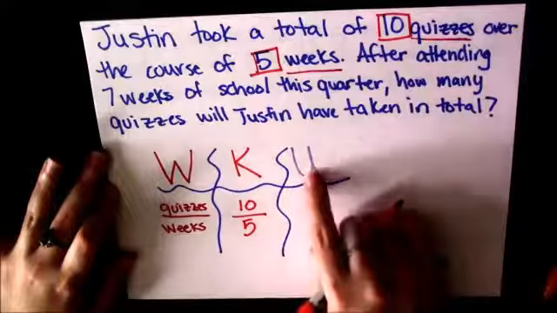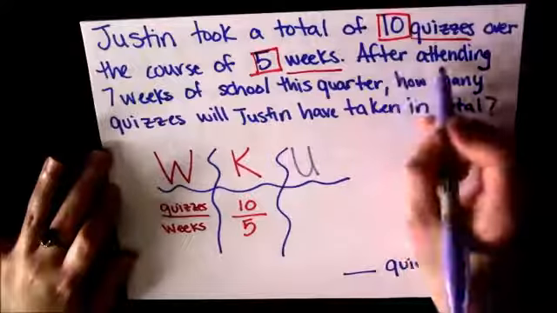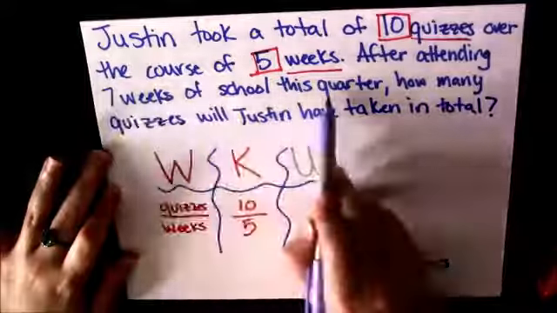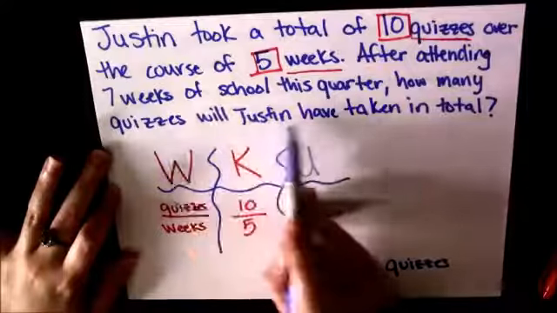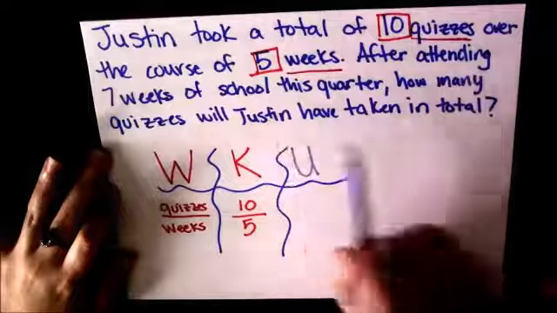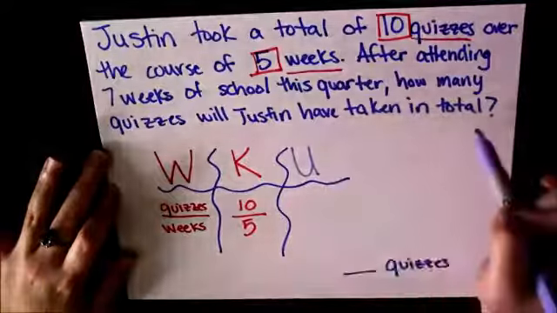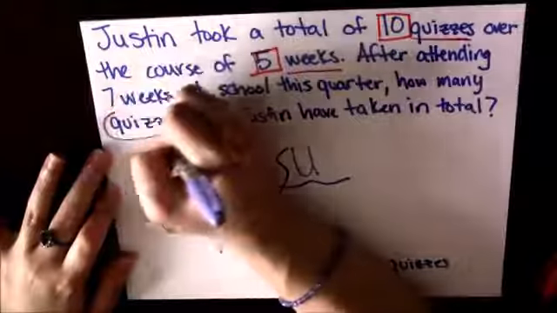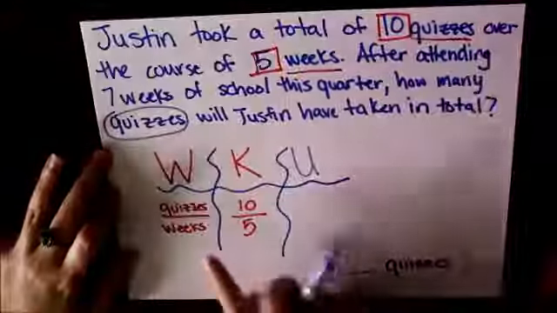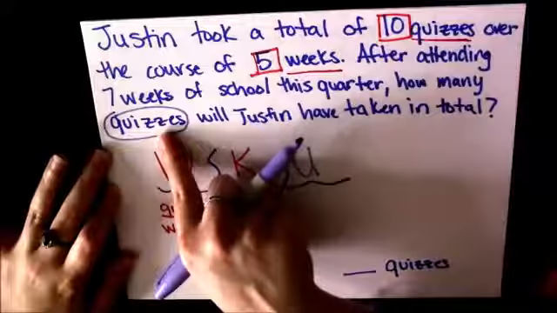Now I go to my unknown. In the next sentence it says, after attending 7 weeks of school this quarter, how many quizzes will Justin have taken in total? My unknown, what am I trying to figure out? Here it says, how many quizzes will Justin have taken in total? So I'm trying to find out how many quizzes. So I look down here at my words. Where should I place quizzes?